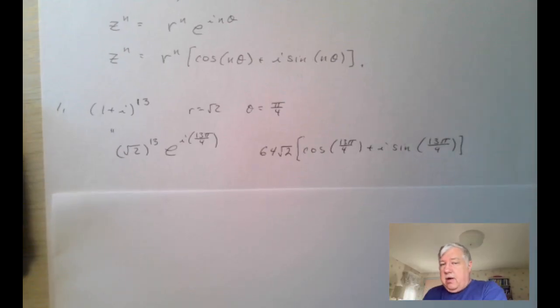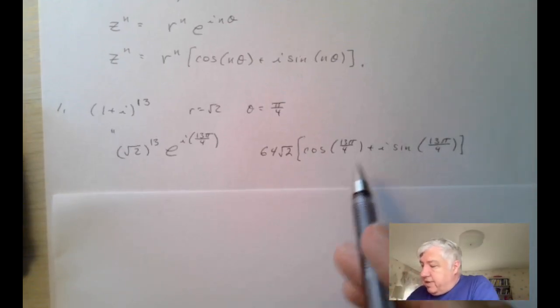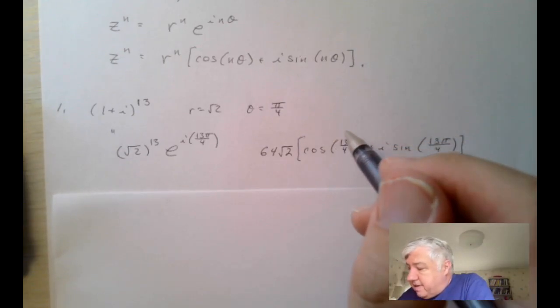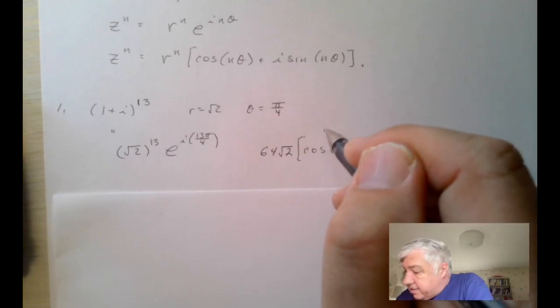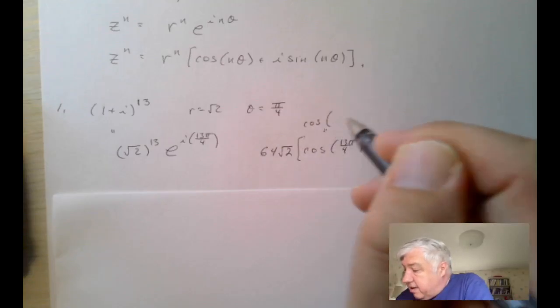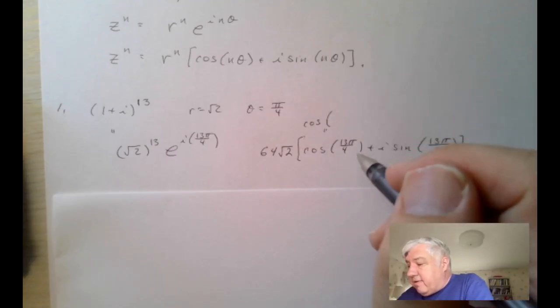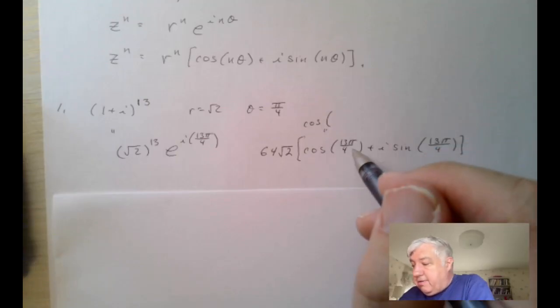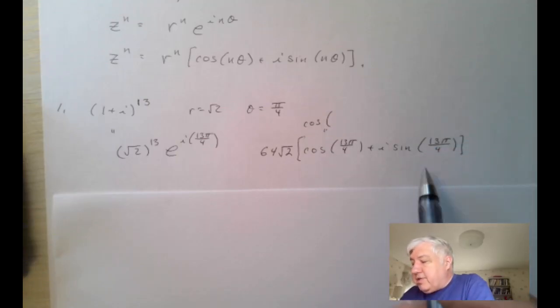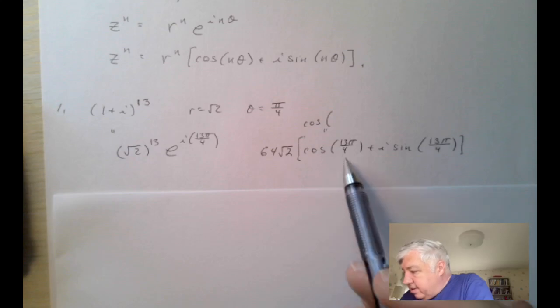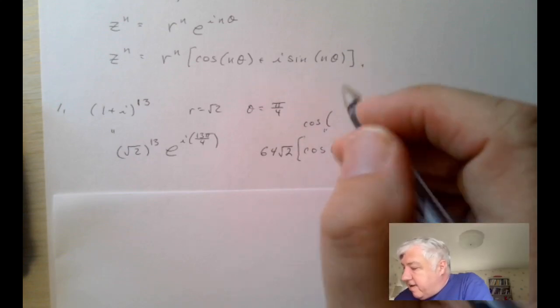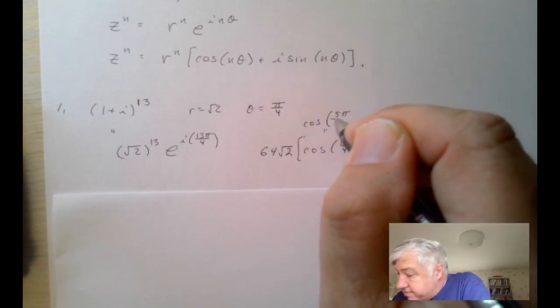Okay. But what is this? Well, 13 pi over 4 is the same thing as, if we subtract 8 pi over 4, which is 2 pi, we can do that because cosine and sine have period 2 pi. So subtract 8 pi over 4, and you get 5 pi over 4 here.